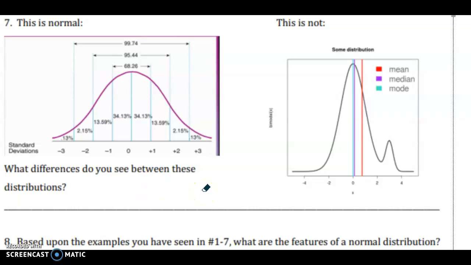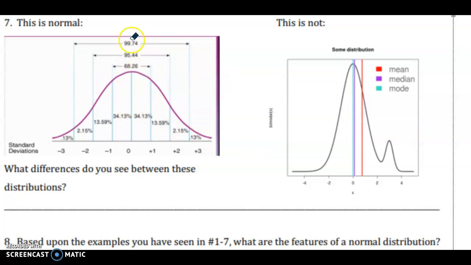So a couple things you should have noticed is you do have a normal bell curve on the left. On the right, you obviously do not have just a bell curve because you have another node there. Also, the mean, median, and mode are not in the same place, where in the normal distribution they would be.